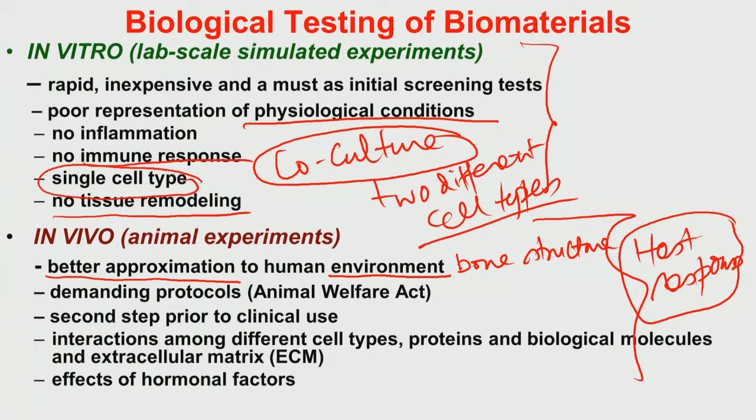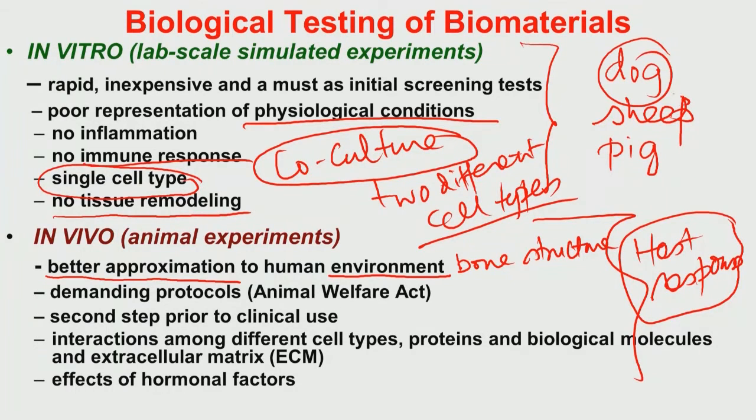Now, several animal models are used, but out of that I must mention 3 animal models which closely mimic the human bone structure. One is called dog, the second one is called sheep, and the third one is called pig.